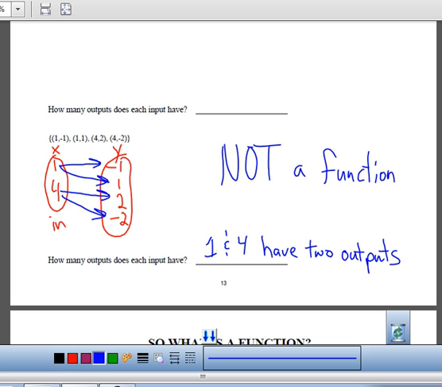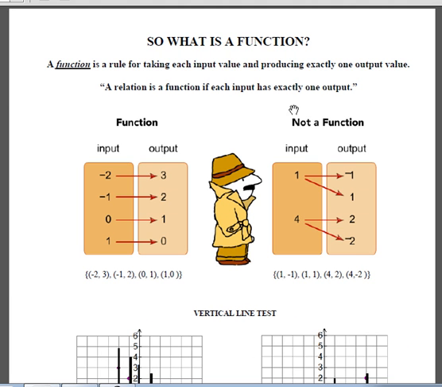This is not a function. Alright, so why is that? Well, let's take a look at the rule about functions over on page 14. Big definition here.